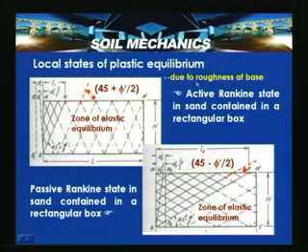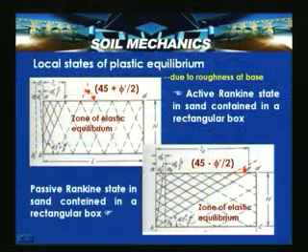Due to the roughness at the base, it is possible that the lateral displacement is 0 at the toe of the wall, and at the crest it can move by a certain distance. So, when the wall yields about its base, this condition can prevail if there is roughness at the base. In that situation, there is a possibility of local states of plastic equilibrium to develop. So, this is the active Rankine state in sand contained in a rectangular box with roughness at the base.